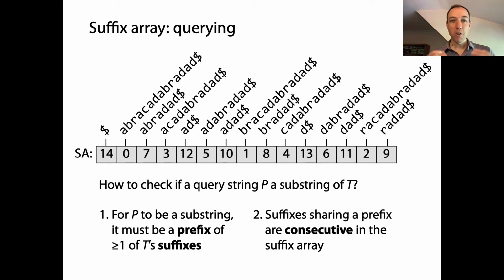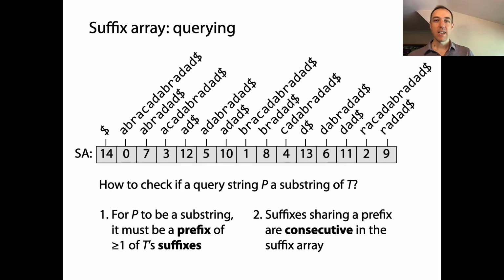Furthermore, if there are multiple suffixes of T that share the same prefix, then they're going to have to be consecutive in the suffix array. If you have the set of suffixes that all start with the same prefix, those will be consecutive in the suffix array because it's sorted. By definition, the suffixes in the suffix array are sorted, so all the suffixes that start with the same string should be right next to each other, consecutive. These are the two principles we use when we lay out what the algorithm is going to be.